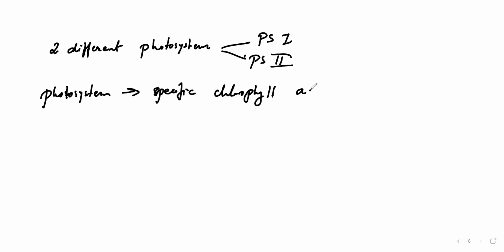If you consider PS1 and PS2, PS1 is P700, and here you have P680. That is the nanometer, meaning the wavelength of light it is going to absorb: for PS1 it's 700, and for PS2 it's 680. Okay, so the first reaction that we are going to see is the light reaction.